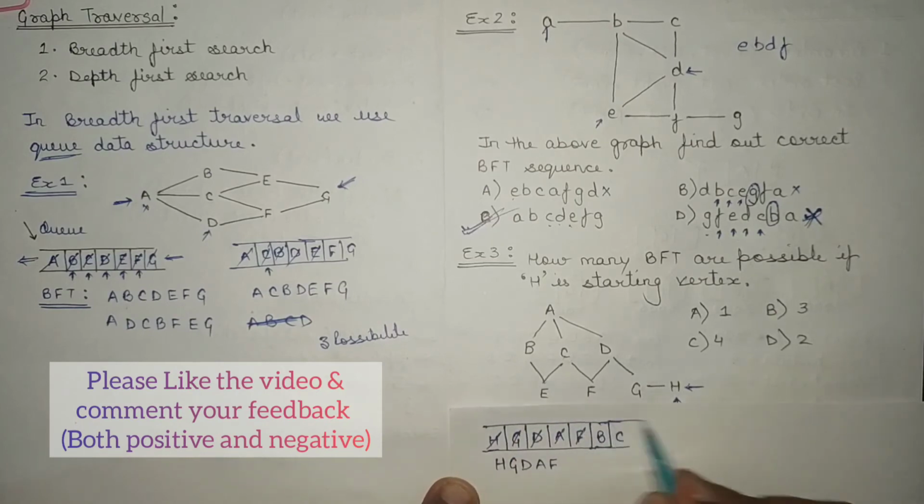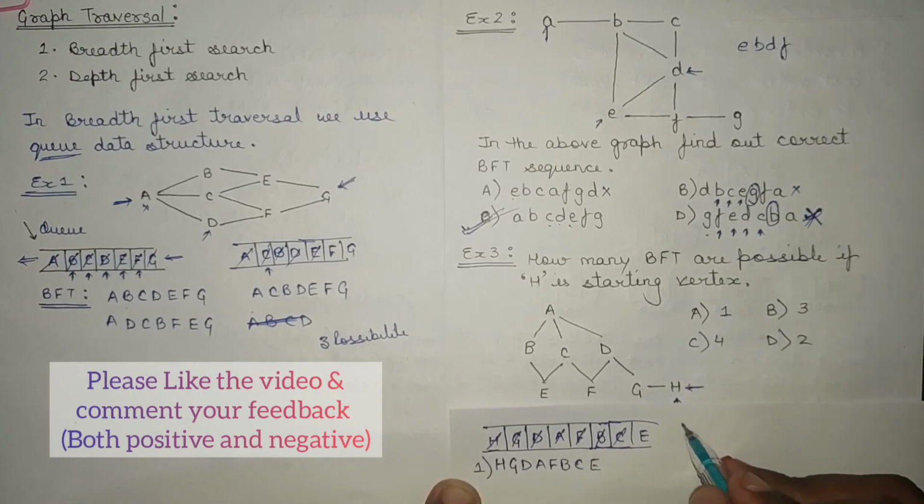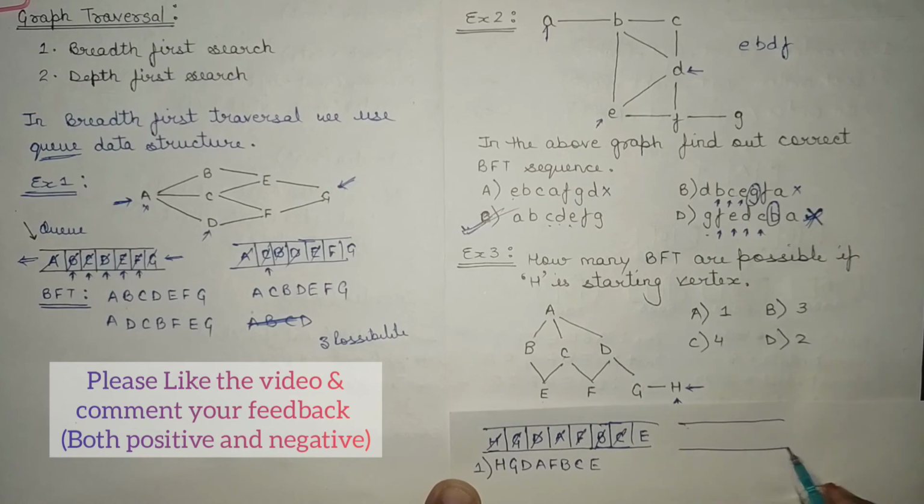Now the adjacent of B is E, and there are no more adjacent to B, so B will be printed. Similarly, adjacent of C is E and F, so F is already done, E is already present, so delete C, and similarly you can delete E. So this is one sequence. Similarly, try to find out the other sequence.